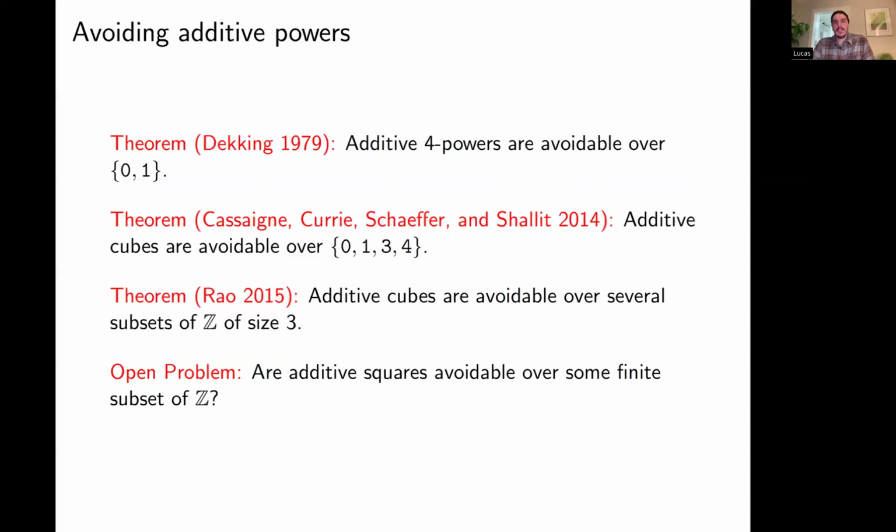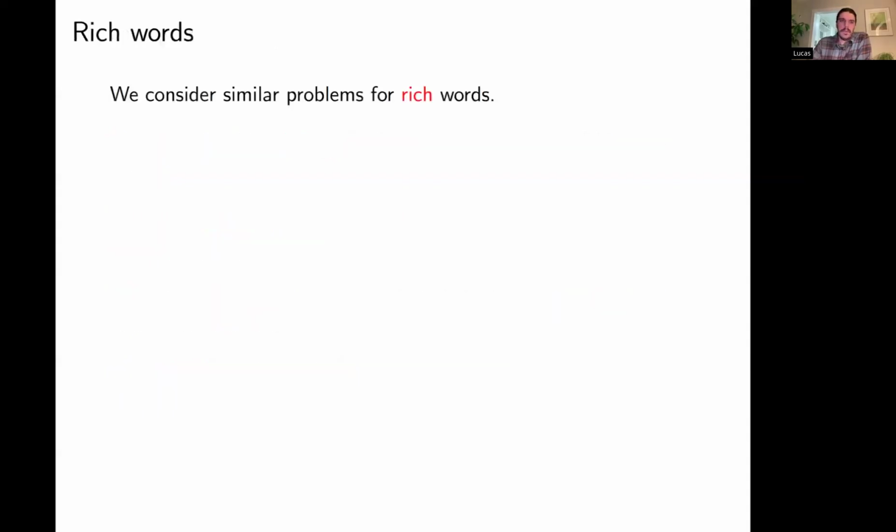Okay, so that's what's known basically about avoiding abelian and additive powers. And what I'm going to talk about is the same sorts of problems, but for rich words.